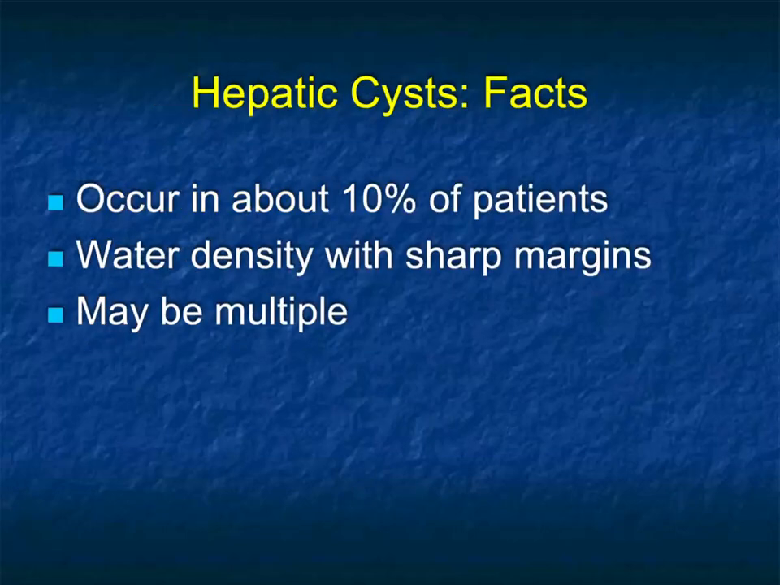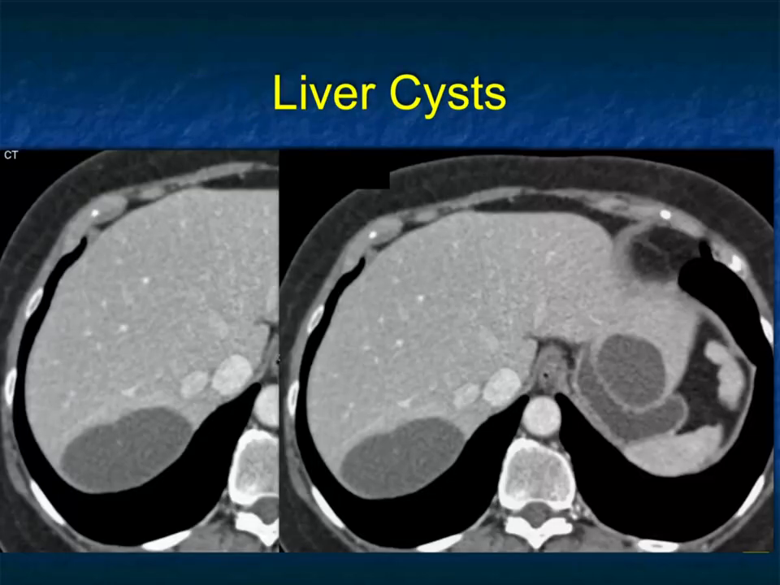Now let's look a little bit more specifically at hepatic cysts. They occur in at least 10% of patients. The more carefully you look, the more you see, particularly the smaller lesions. They're water density with sharp margins. They can be single, but commonly are multiple. And here's just a simple example with lesions in the right and left lobe of the liver. They have no enhancing wall. They typically show no calcification.